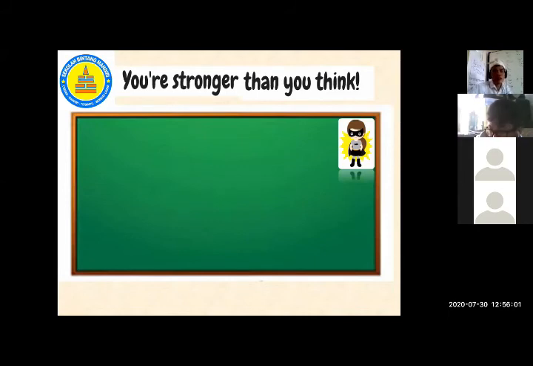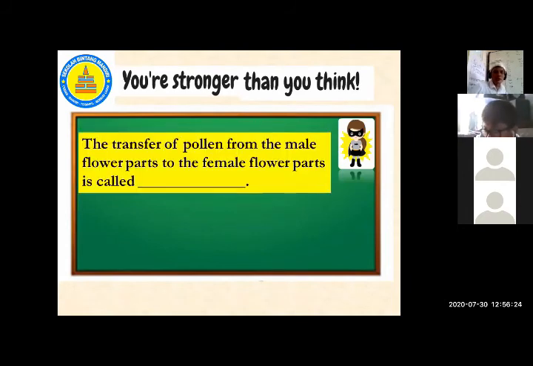Why does the insect want to go to the flower? To get? What is the name for sugar water? Get pollen. No, sugar water. Apa tadi sugar water? Nectar. Very good. Yeah. Nectar. Okay. The transfer of pollen from the male flower parts to the female flower parts is called pollination. Yeah. Pollination. Okay. That's good. Yeah.